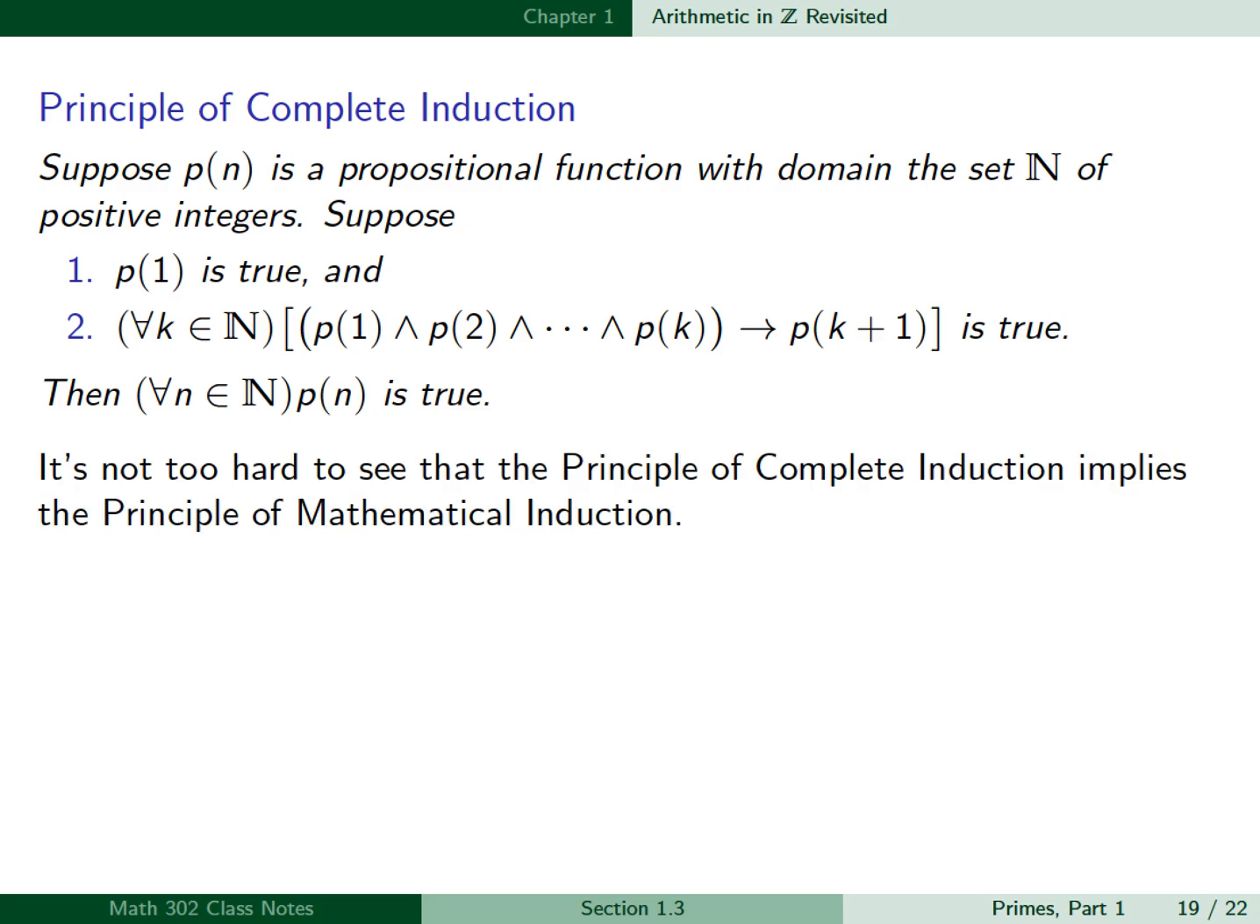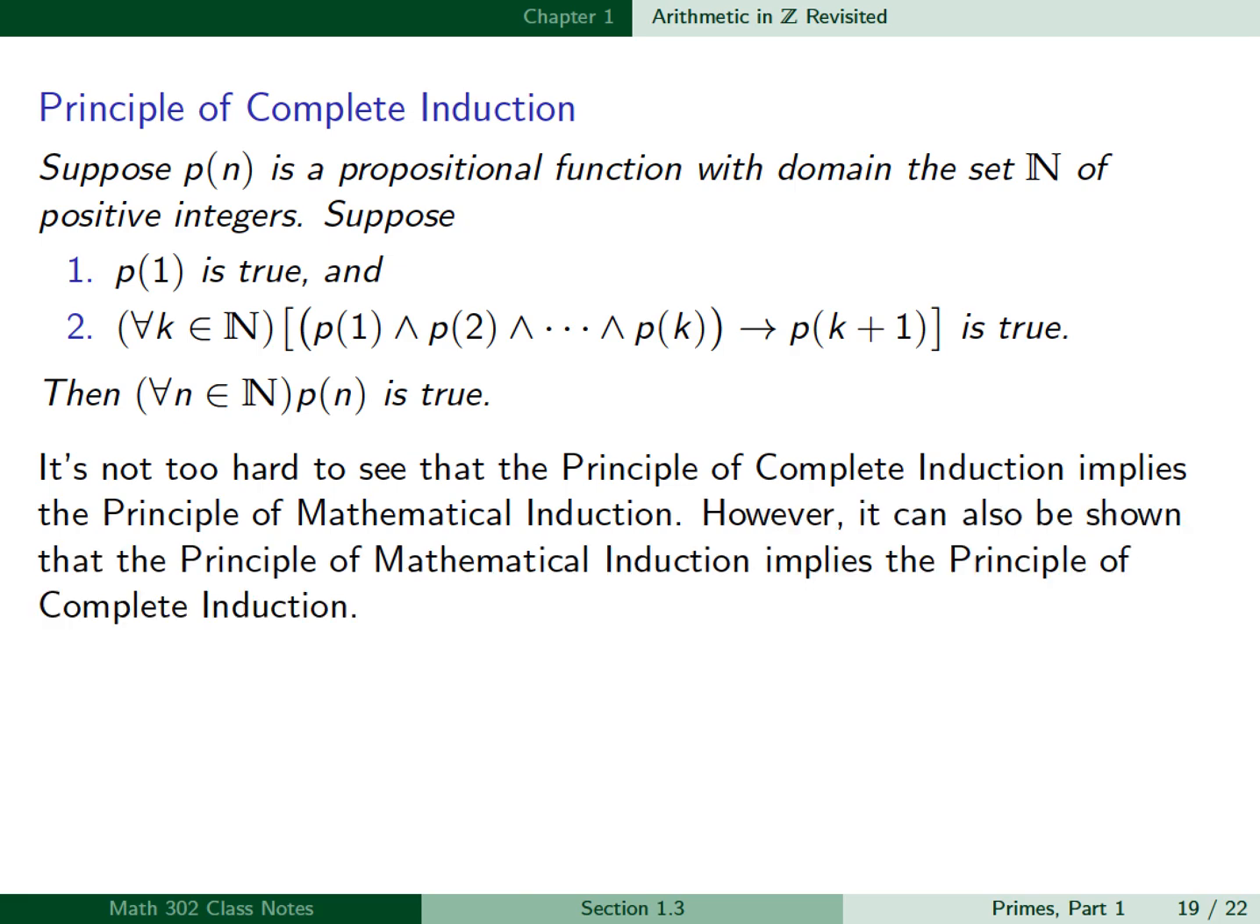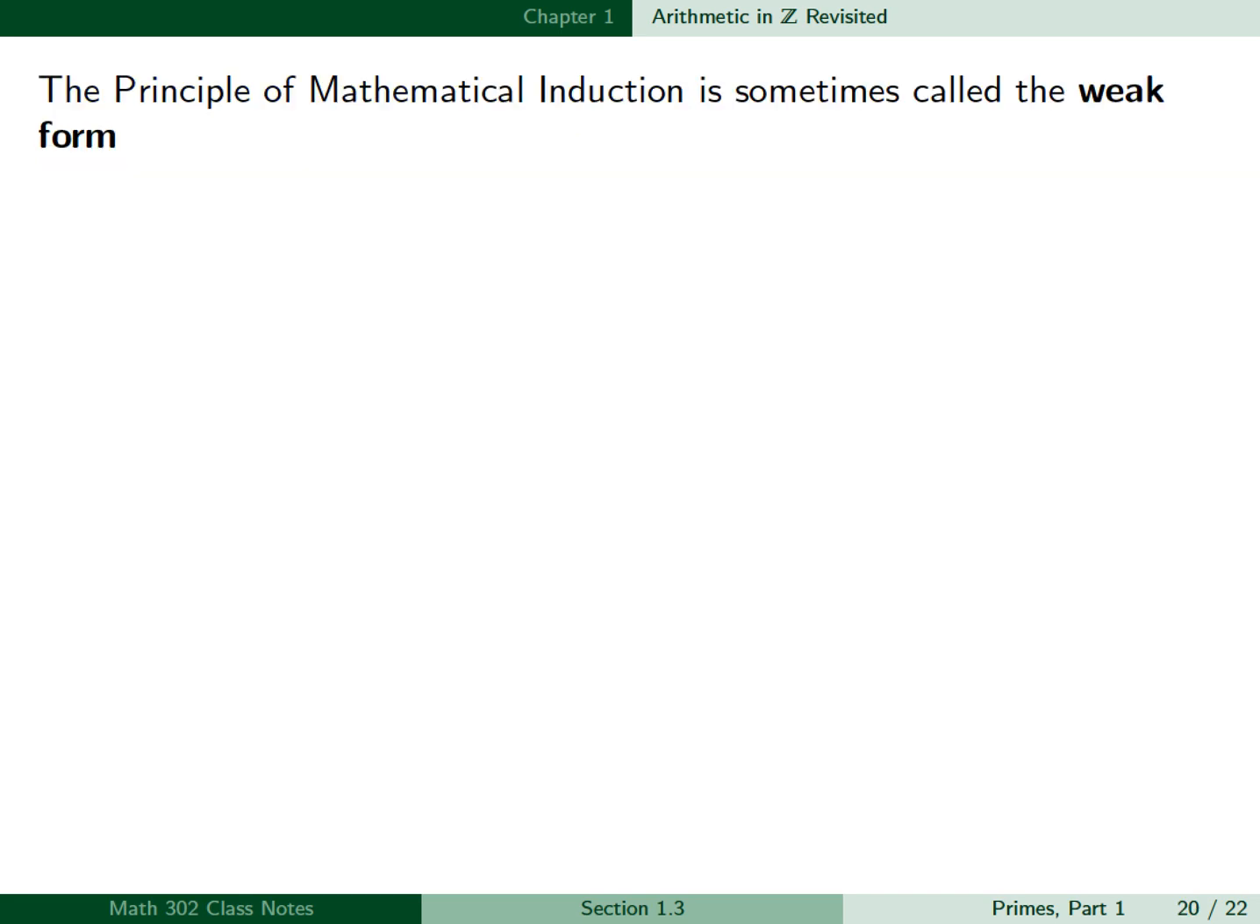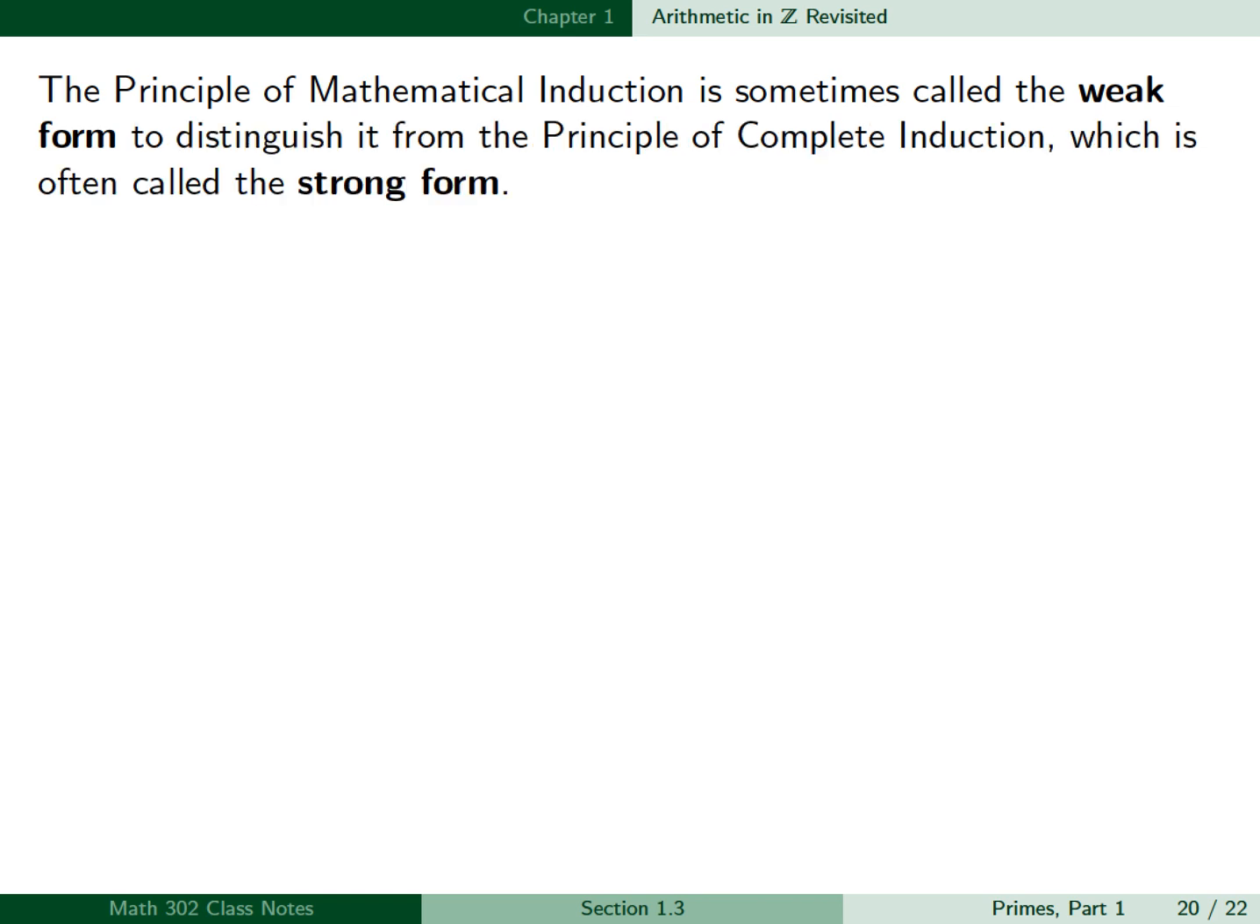Now it's not too hard to see that the principle of complete induction implies the principle of mathematical induction. However, it can also be shown that the principle of mathematical induction implies the principle of complete induction. Therefore, the two principles are logically equivalent. Now, the principle of mathematical induction is sometimes called the weak form to distinguish it from the principle of complete induction, which is often called the strong form.